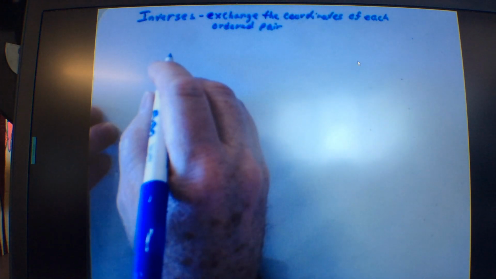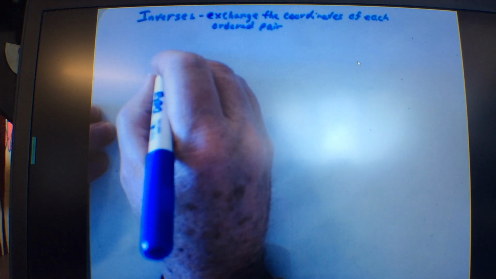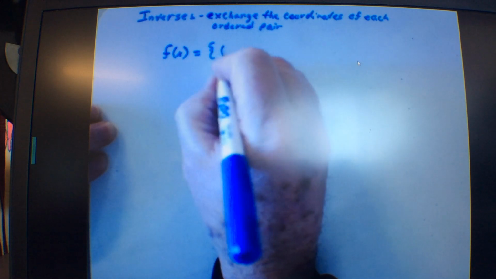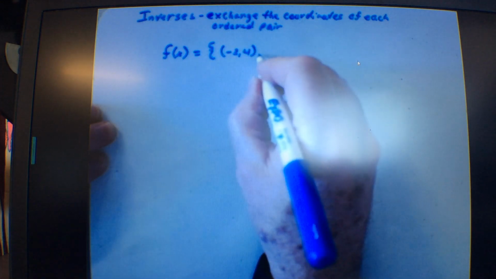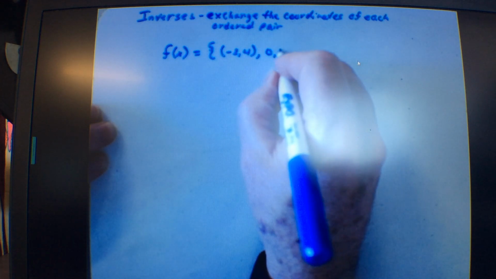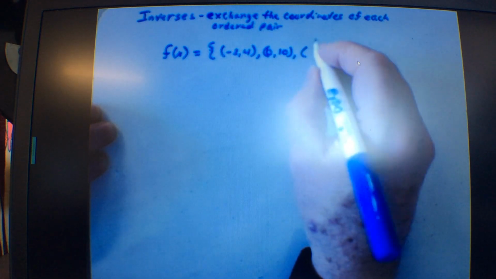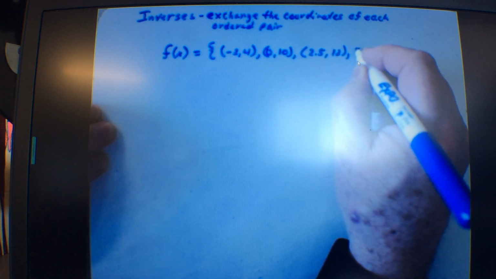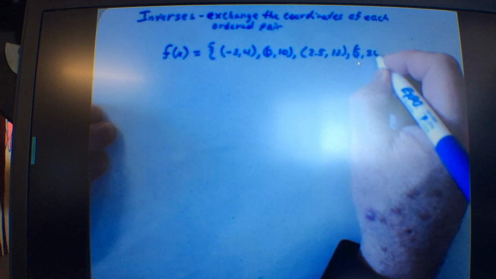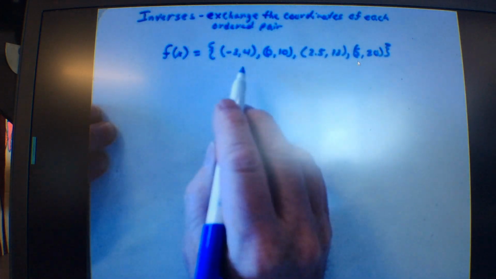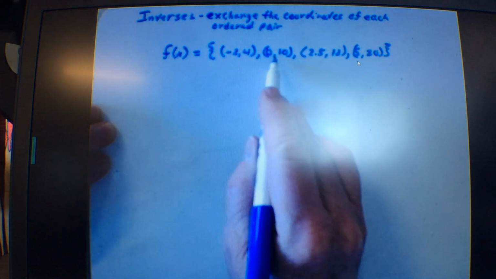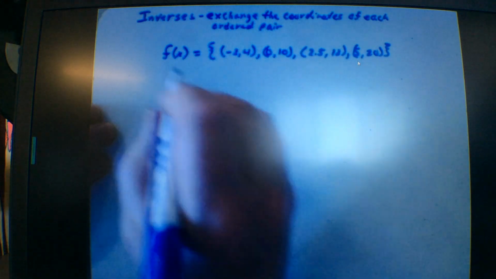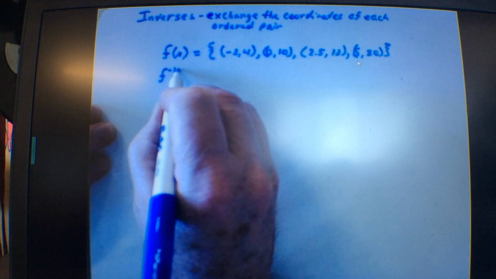Okay, so I'll give you an example. Let's say that f of x is a function and it's defined by this set of ordered pairs: negative 2, 4; 0, 10; 2.5, 12; and 5, 20. So f of x is this set of ordered pairs.